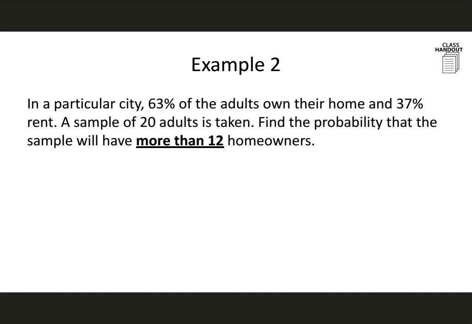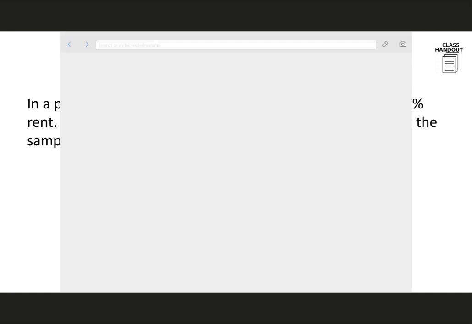All right, looking at example 2, it says in a particular city, 63% of all adults, the same situation. We have the same N and P, but we're going to write it in terms of X. More than 12 is greater than 12. So N is still 20. P, we're still looking at homeowner, so that's going to be 0.63. And K is whatever it is when you write it in terms of X. So that's going to be 12.